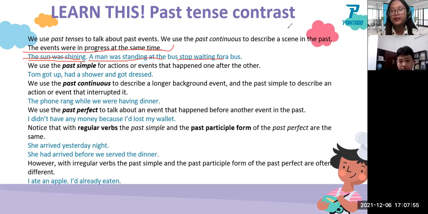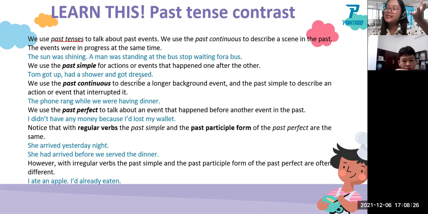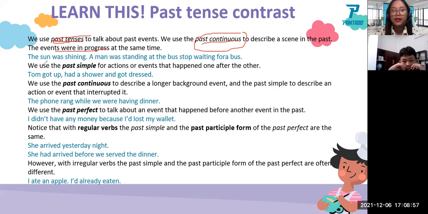Now let's talk about the past tenses. We use past tenses to talk about past events. For example, I ate mushroom yesterday. That means it's a past event. The past tense of eat is ate. Please spell. A-T-E. Great. Now we use past continuous to describe a scene in the past. The events were in progress at the time. For you to understand what is past continuous and past simple, please read.